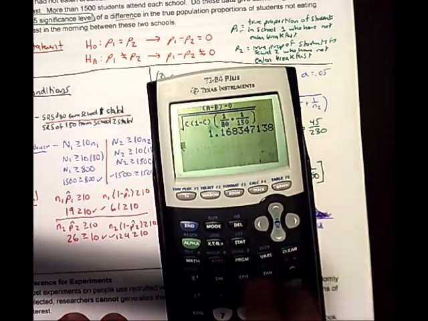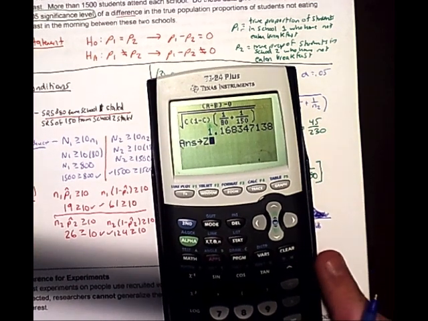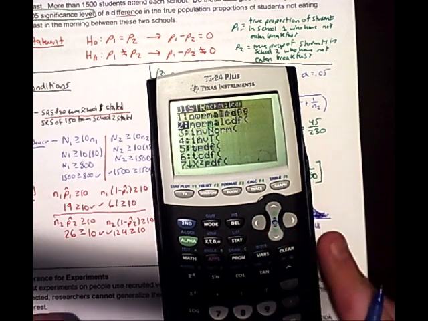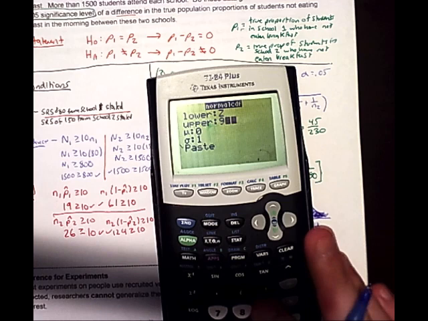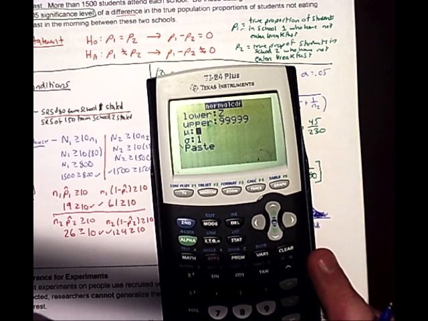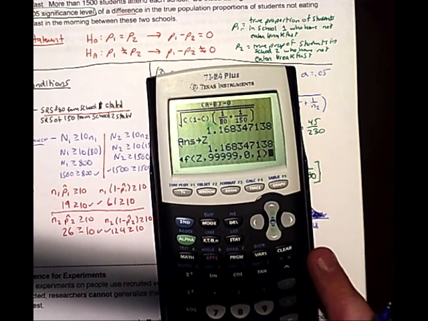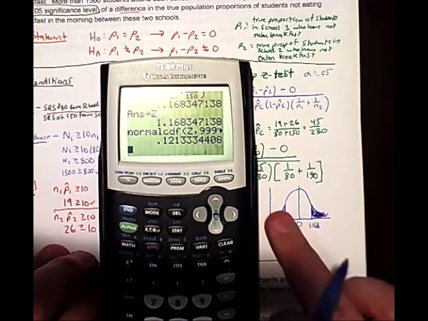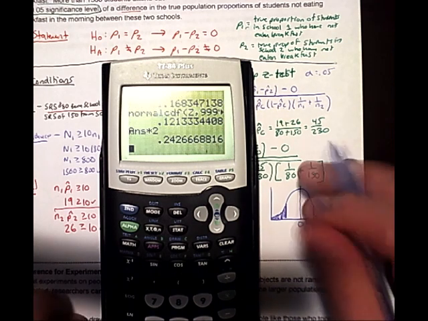Let me store this answer as z, because that's our test statistic. Now let's go to our normal CDF, and I want to go from z to infinity to get the right area with the standard normal, 0 and 1. So that's this area right here, 0.12. But you've got to add that area back in, so you double it, times 2. So here the p-value is 0.2427.